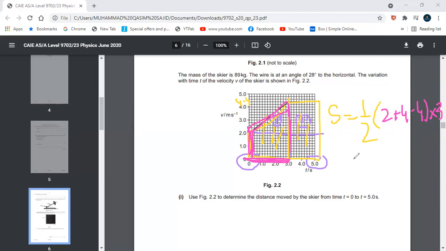Now the second shape is just a rectangle. For the rectangular shape, the height is 4.4 and the width is 2. So it must be 4.4 multiplied by 2. So this is the total distance. Is this clear or not?